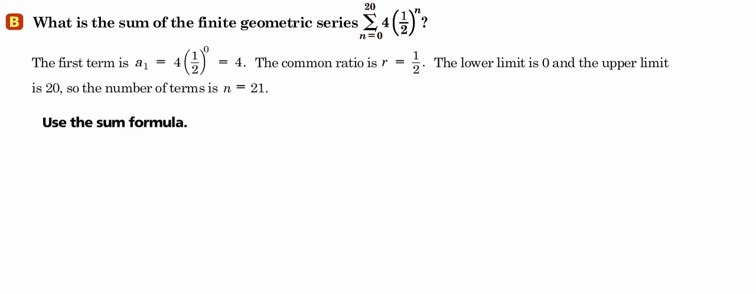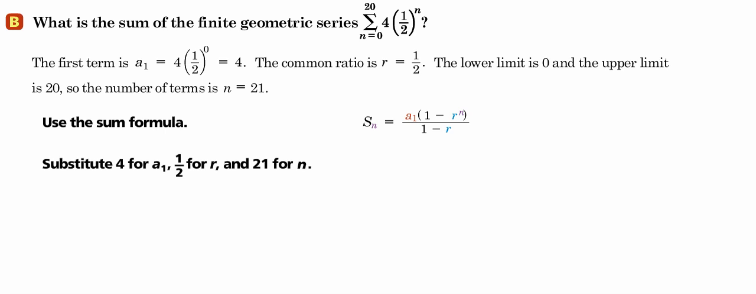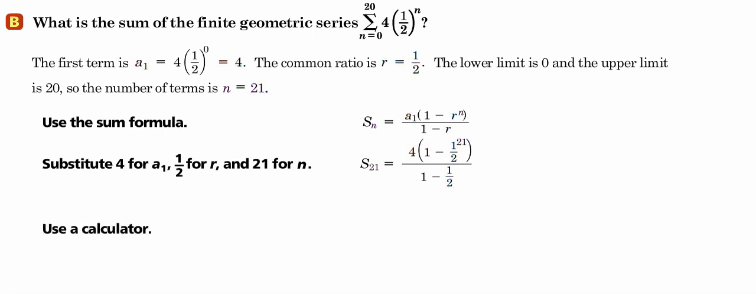Now use the sum formula for geometric series. Substitute 4 for a sub 1, 1/2 for r, and 21 for n. Use a calculator to simplify. The sum of the series is approximately 8.